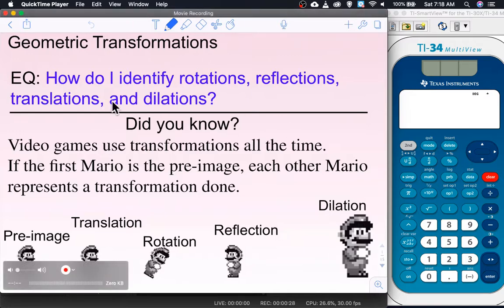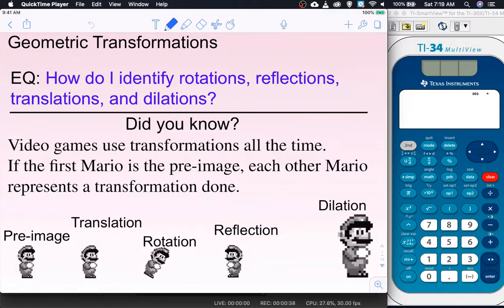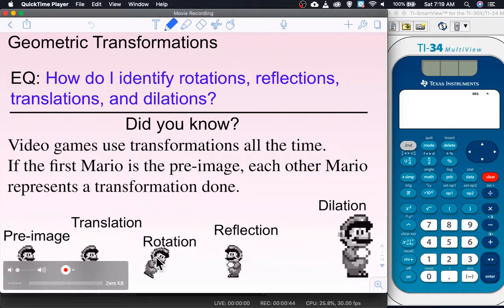So the central question says, how do I identify rotations, reflections, translations, and dilations? That's really our goal in this lesson. If they gave me a picture, I want to say, ooh, that one's a dilation, that one's a rotation, that one's a reflection, and we're going to talk about how we can differentiate them.